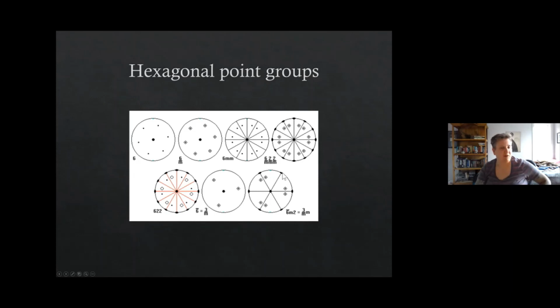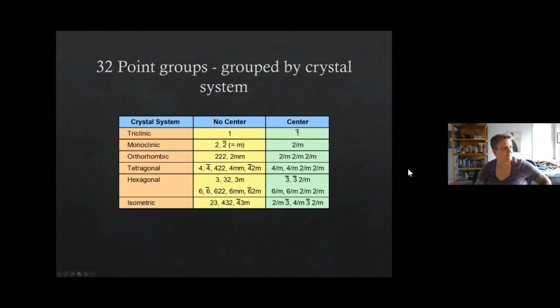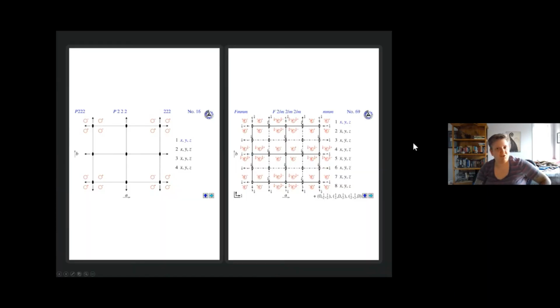Yeah, they get kind of interesting. So that's just a summary of the 32 point groups. And just to show you as a last slide, this is what happens when we actually go to look at these things in the crystallography manuals.